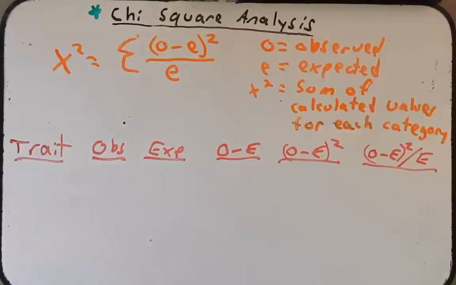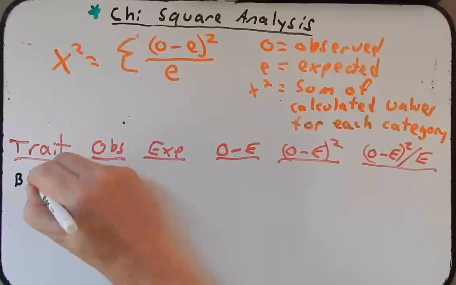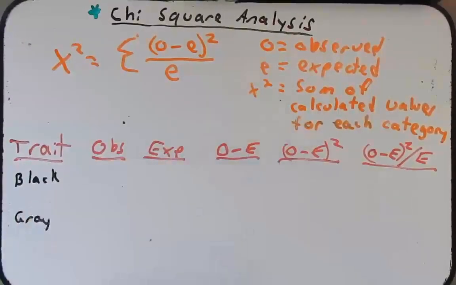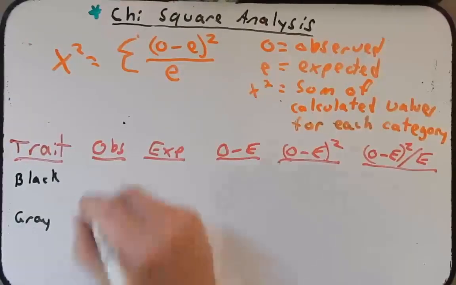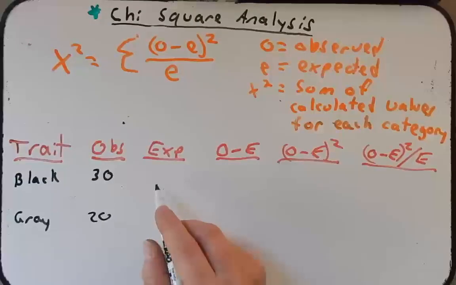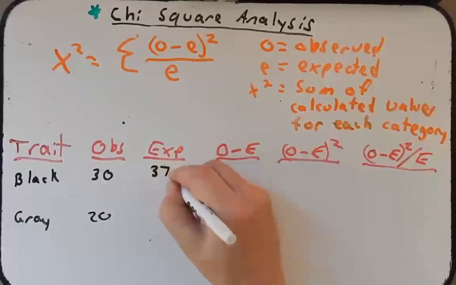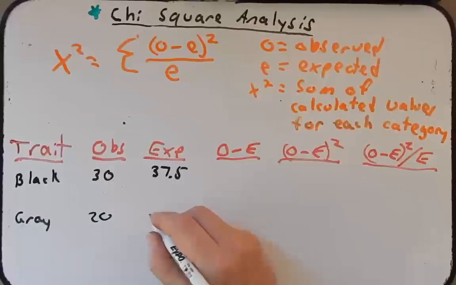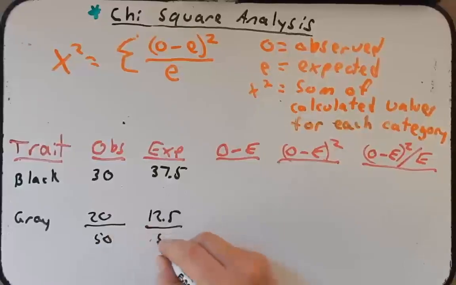All right, so let's get started with this. Our traits are either black cat or gray cat. Our observed from the problem tells us that we see 30 black cats and 20 gray cats. Our expected, as we just calculated on the previous slide, is 37.5 black cats and 12.5 gray cats. These should both equal 50.